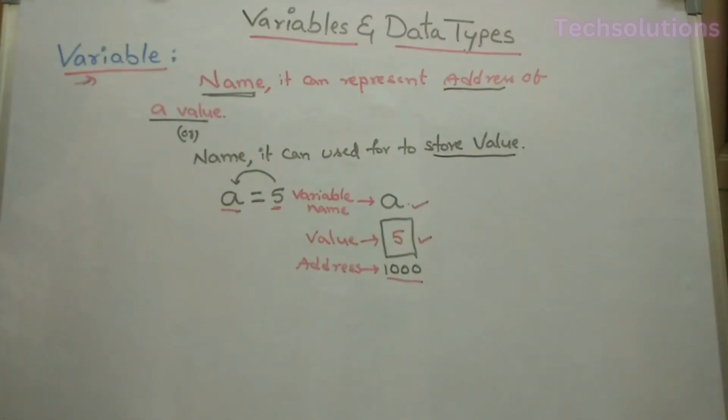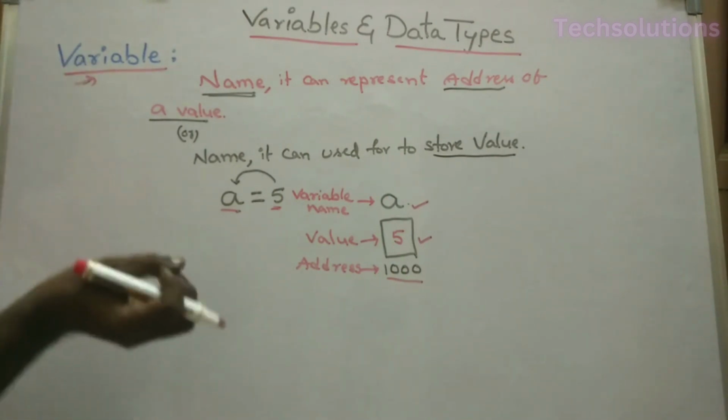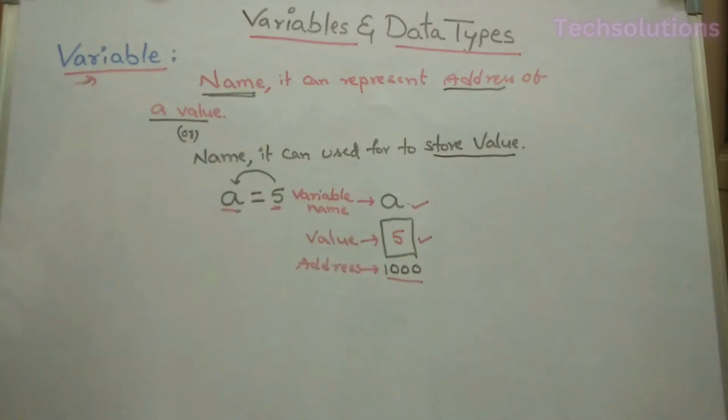By using variables we store some value in your computer. What is the need of a particular variable name? To identify the value with the address location, right? This is the meaning of variable.